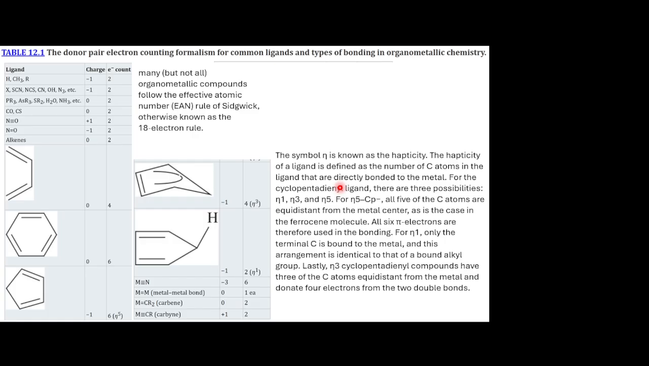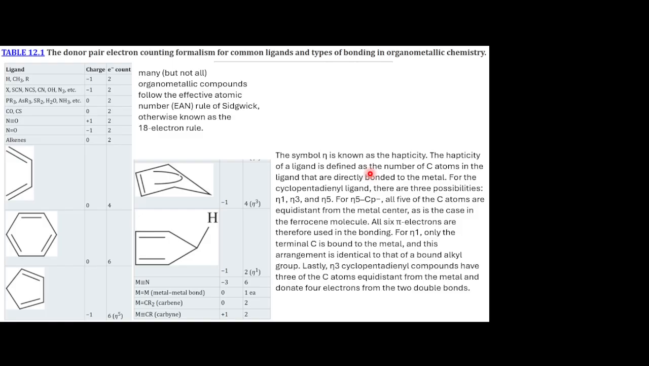So for example, for the cyclopentadienyl ligand, there's three possibilities. There's an eta-1, where we'll have one of the carbons directly bonded to the metal. There's an eta-3, which is going to be three of them bonded directly to the metal. And then there's an eta-5, which is going to be five of those carbons directly bonded to the metal. And so that would be your options for hapticity.